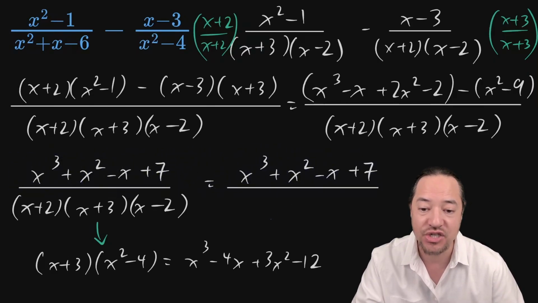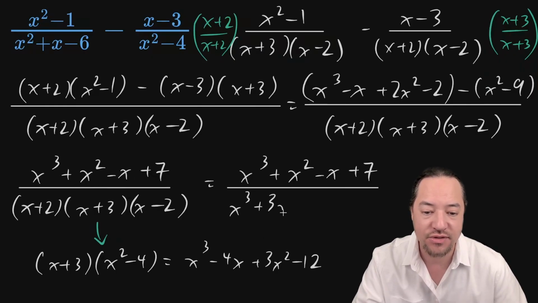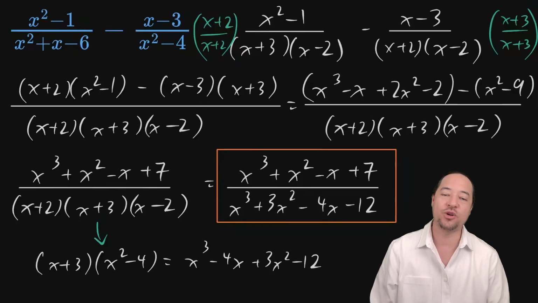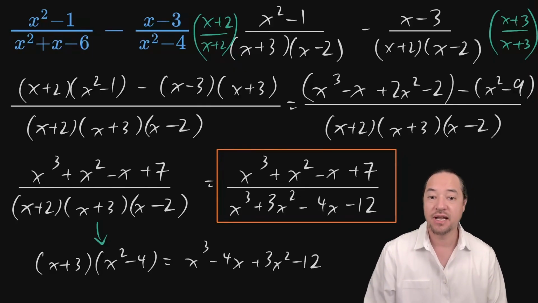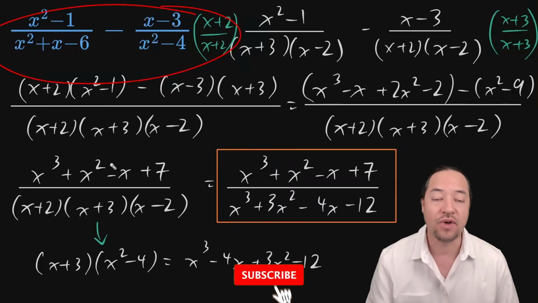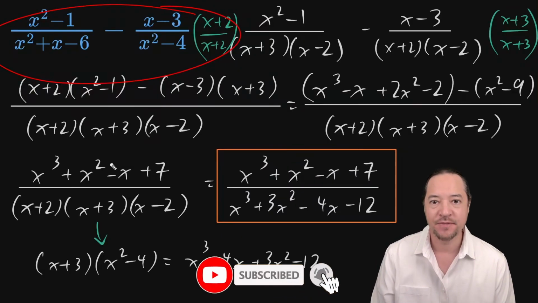The numerator hasn't changed, and now the denominator is going to be x cubed, which I'll put in standard form, plus 3x squared minus 4x minus 12. And there we go. Okay, that'll be our final answer here. That's what we get when we subtract these two rational expressions together.